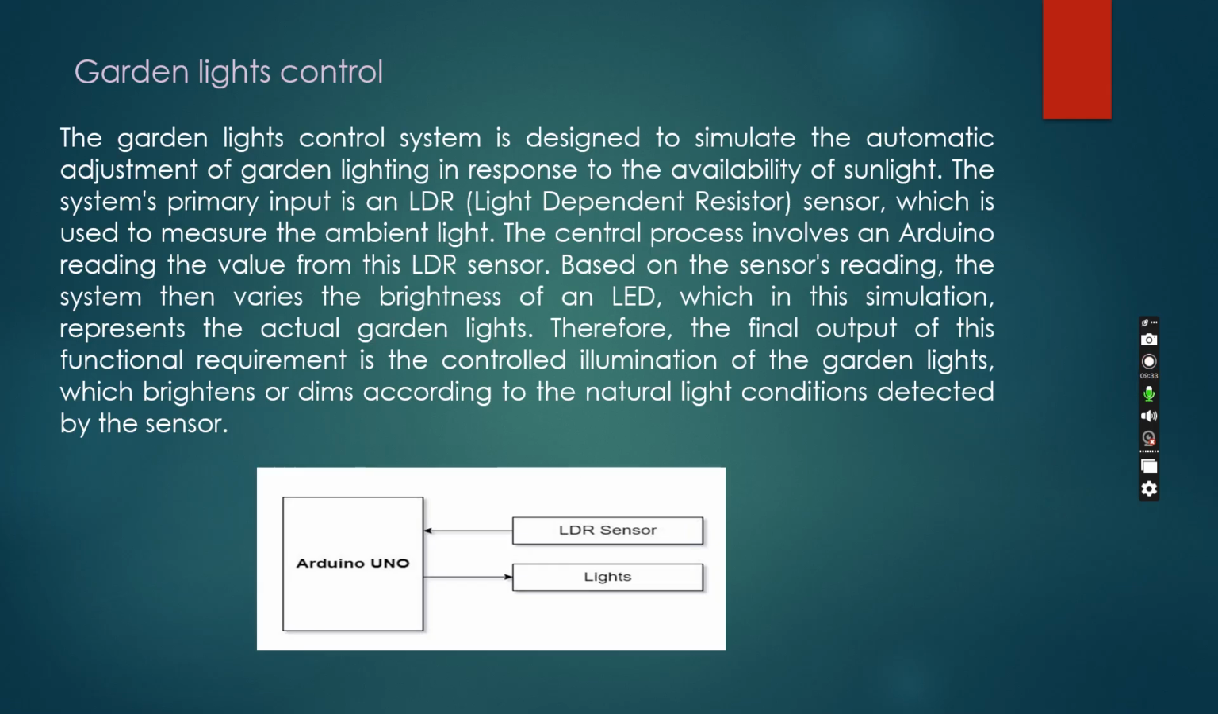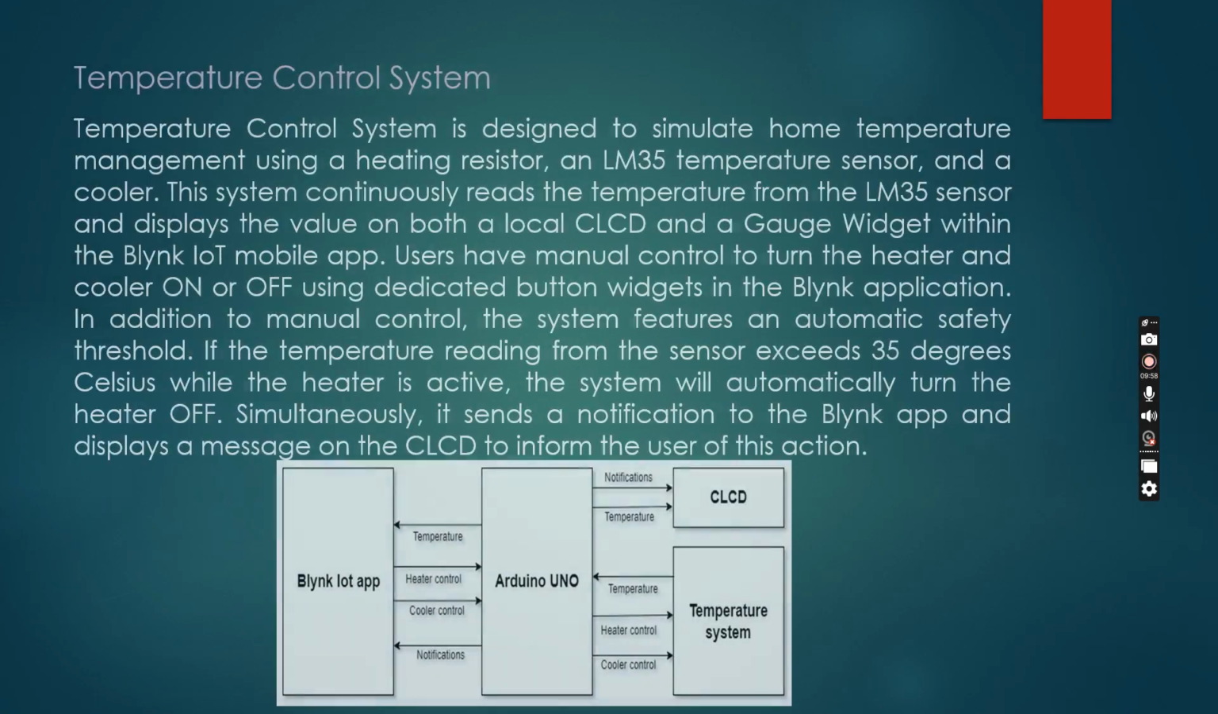Let's look at the block diagram. We have an Arduino Uno, which is connected to lights, and an LDR sensor is connected to the Arduino Uno. It is the input for the Arduino Uno, and the output of the Arduino Uno is the lights. So the LDR sensor is acting as input to the Arduino Uno and the lights act as output from the Arduino Uno.